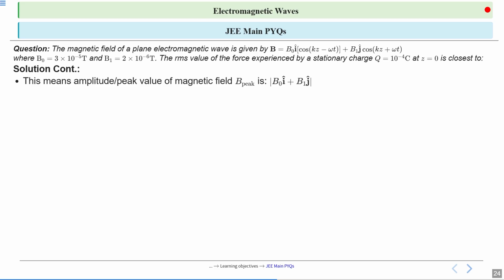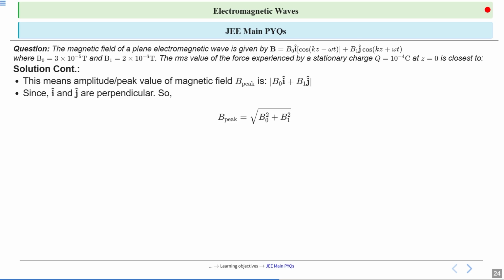So this means peak value is equal to mod B naught i cap plus B1 j cap. Since i cap and j cap are perpendicular, according to vector algebra, the resultant B peak, the maximum value of magnetic field, will be found using root of B naught square plus B1 square. How can we find the resultant of two vectors A and B having angle theta between them? It is root of A square plus B square plus 2AB cos theta. Since the angle between B naught and B1 is 90 degrees, so cos 90 degree will be 1.